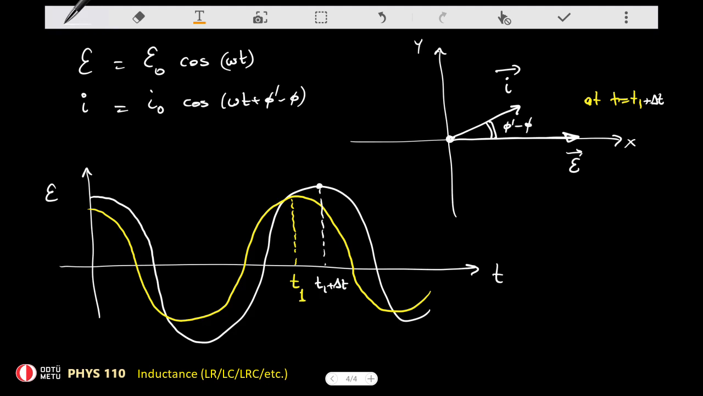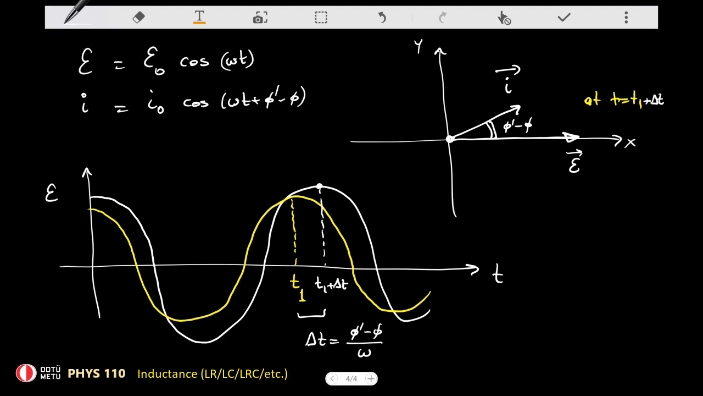So as a result, if phi prime is bigger than phi, so that the angle phi prime minus phi is positive, in which case first the current becomes maximum, and then the EMF becomes maximum. So you can find the time difference in here as delta t. I want to cut this short, so you can easily see that this is basically the angle difference, the phase difference, divided by the angular frequency. You can easily see it by using trigonometric functions. All right, just keep this in mind.